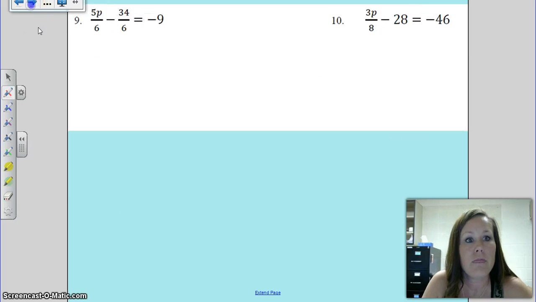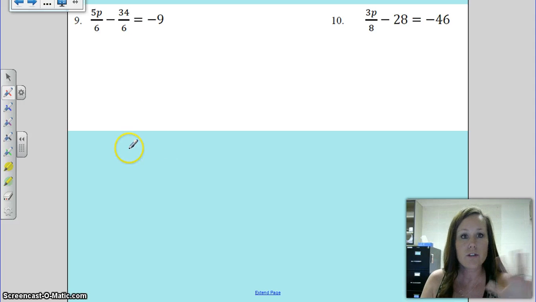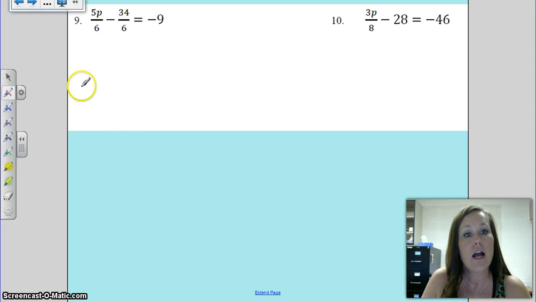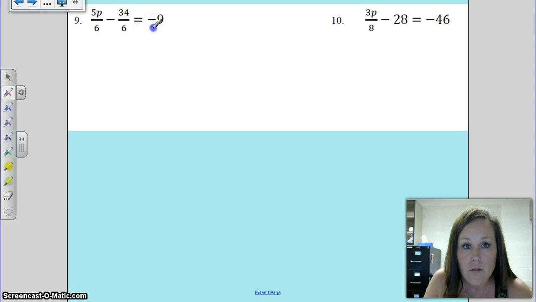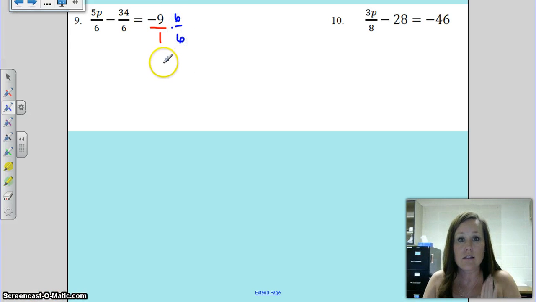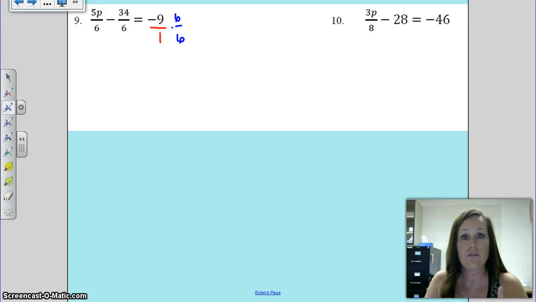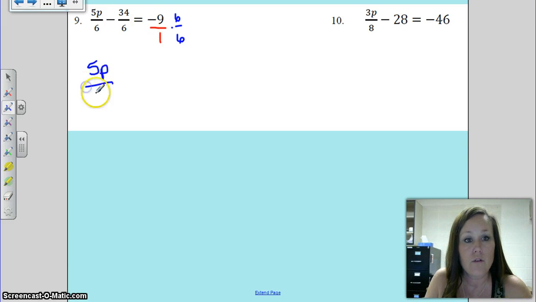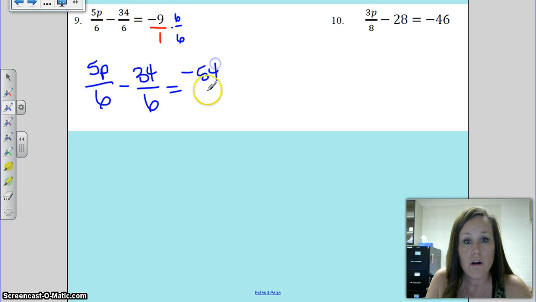Okay, let's keep going. Number 9, oh boy, fractions. You guys flipped out today on this one. Okay, guys, when you're dealing with fractions, you have to have a common denominator. I see that this has a 6 on the bottom, and this has a 6 on the bottom, but this does not. Right now, negative 9 has a 1 underneath it. I need it to have a 6. So I'm going to multiply this thing by 6 so that it has a 6 on the bottom, but is still equivalent to the value of negative 9. So this becomes 5p over 6 minus 34 over 6 equals negative 54 over 6. Yay! Now I can totally do what I need to do.